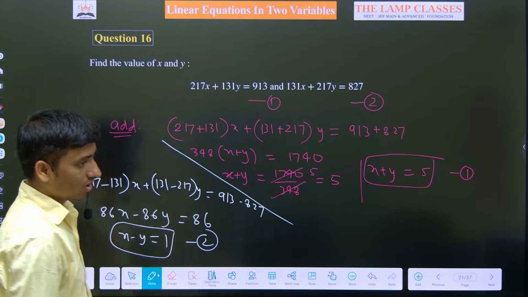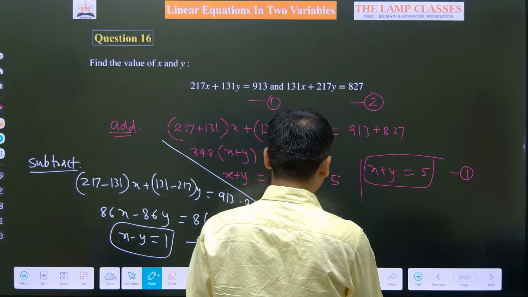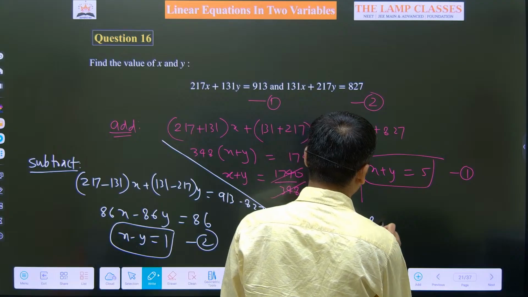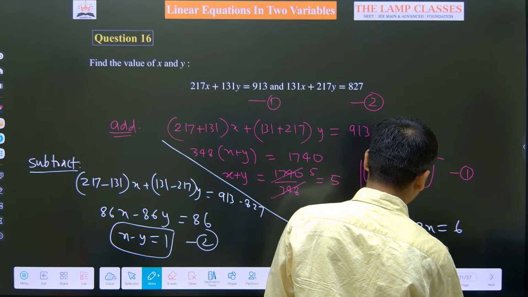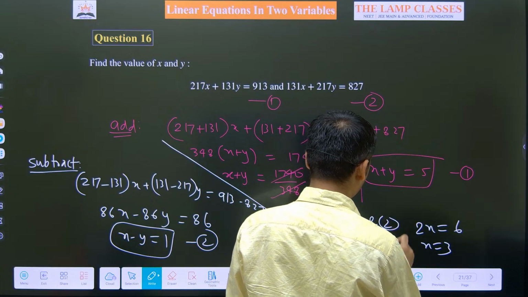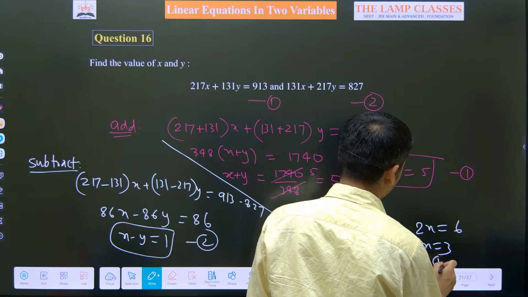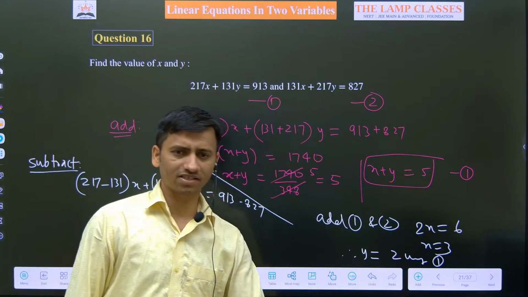Now you can understand how easy it is to solve equations number 1 and 2. Now add 1 and 2. So if I add, you will get 2x is equal to 5 plus 1, 6. x is 3. Therefore, y will be 2 using equation number 1. And then last, we'll write the conclusion, guys. That's correct. Now, this is the procedure.